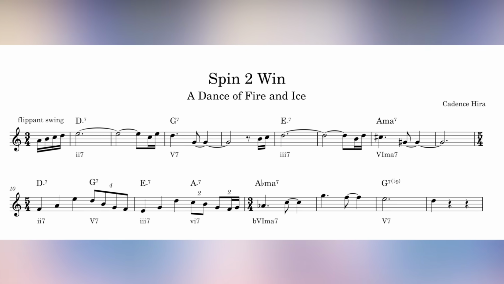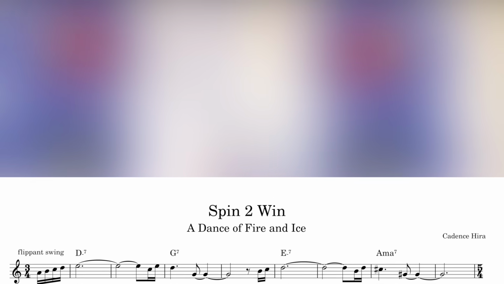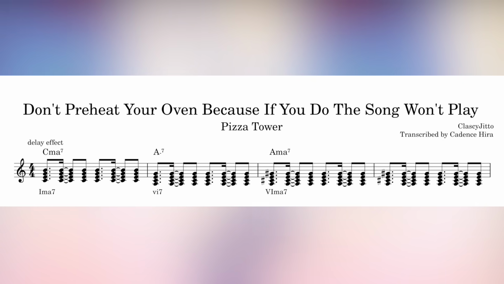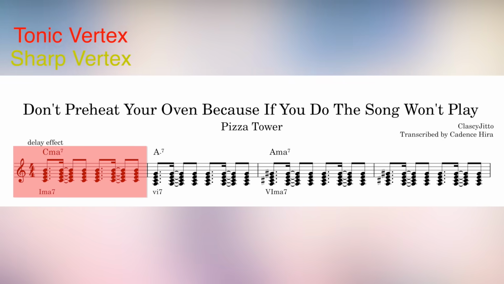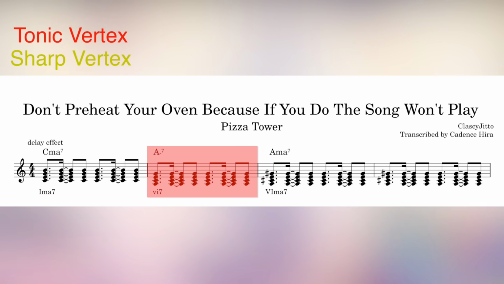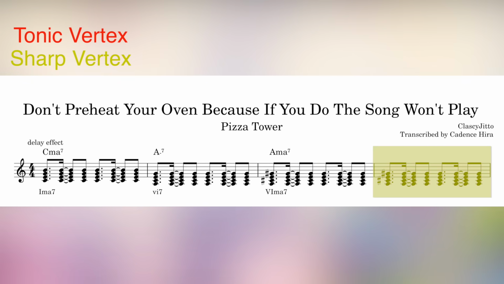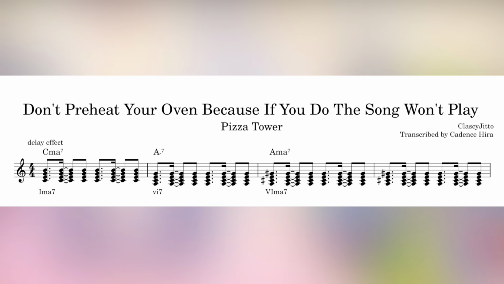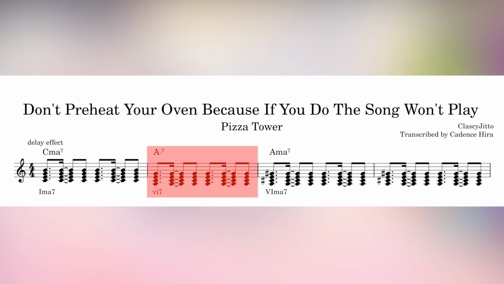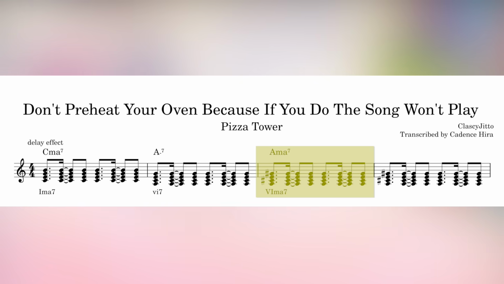Another example can be heard in the highly requested Don't Preheat Your Oven Because If You Do the Song Won't Play from Pizza Tower. It doesn't really get much more straightforward than this. We have our tonic 1 major 7, 6 minor 7, and then the brighter, borrowed 6 major 7.